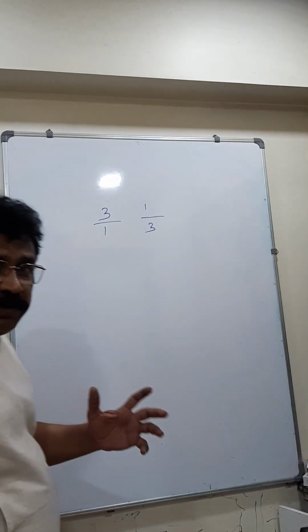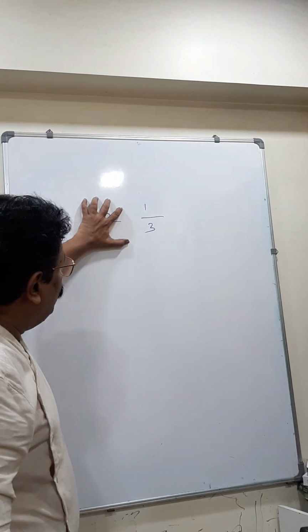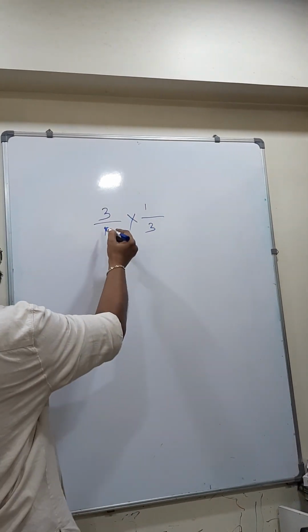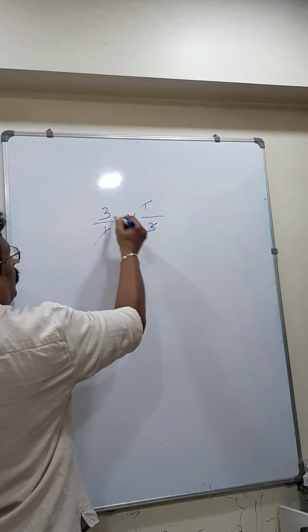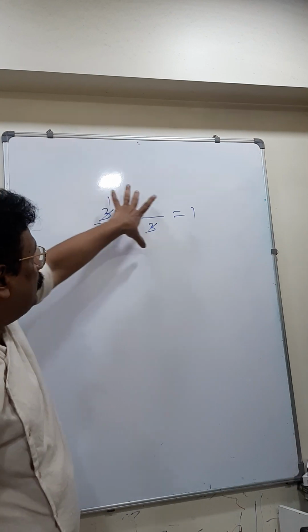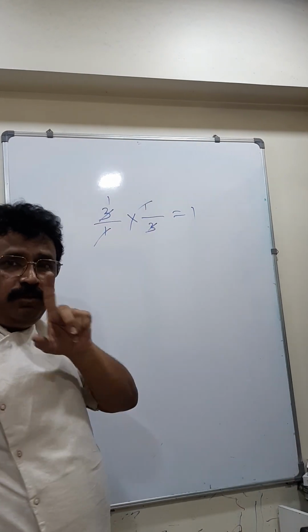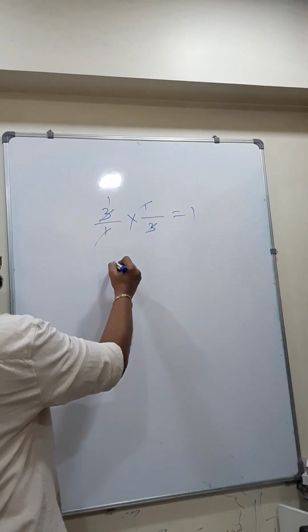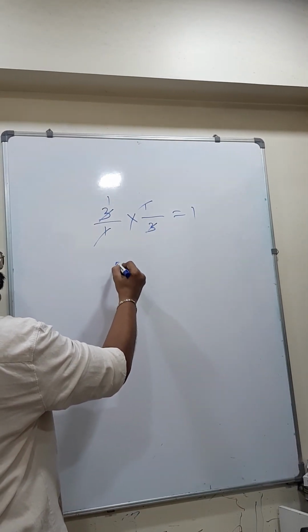So what will happen when you multiply the number given with its reciprocal? What will happen? See, 1 1 cut ho gaya, 3 1 3. Answer is 1. Whenever you multiply a number with its reciprocal, the answer is always 1. Okay. Now, say I'll give one more number.